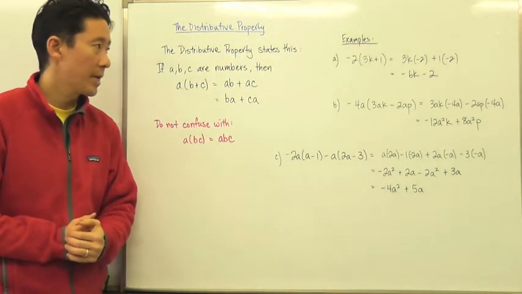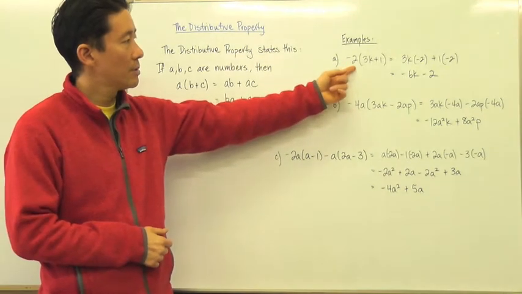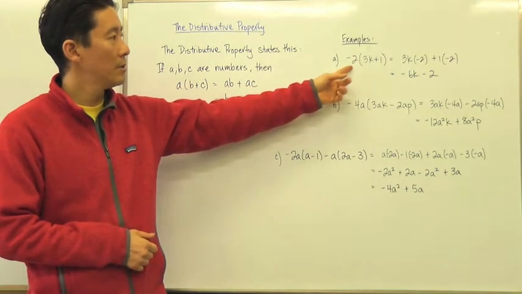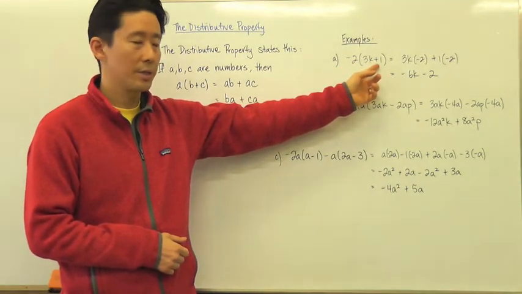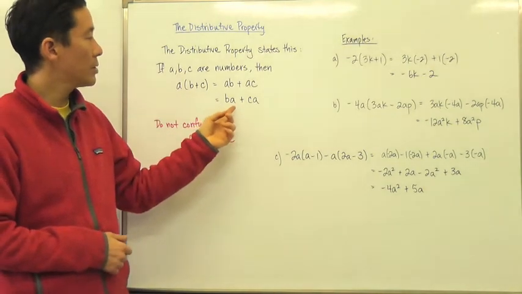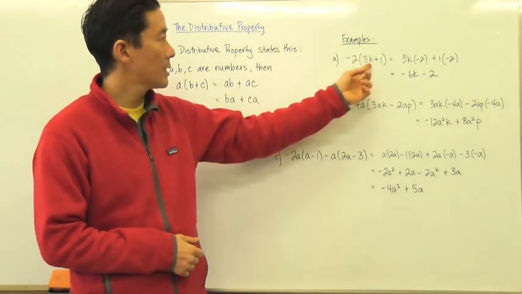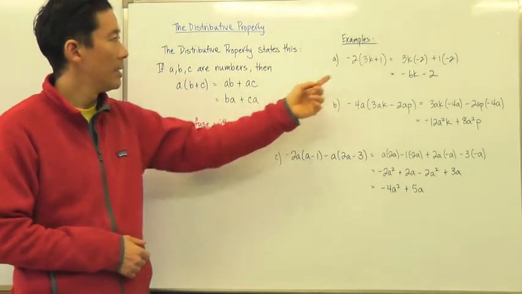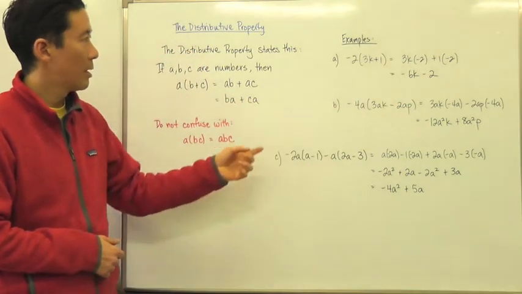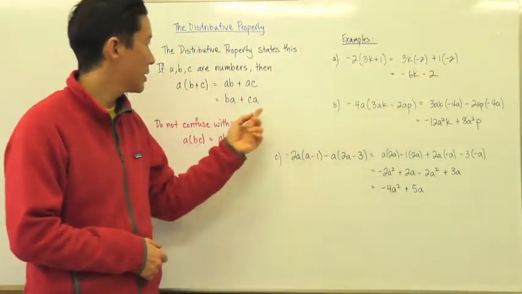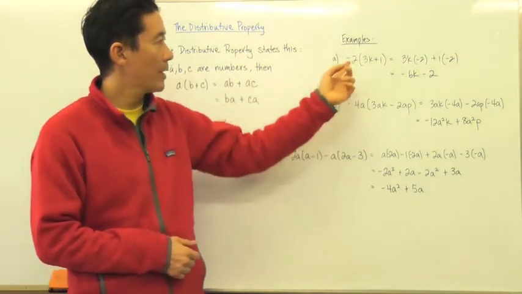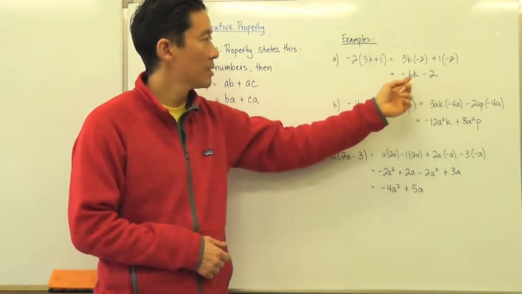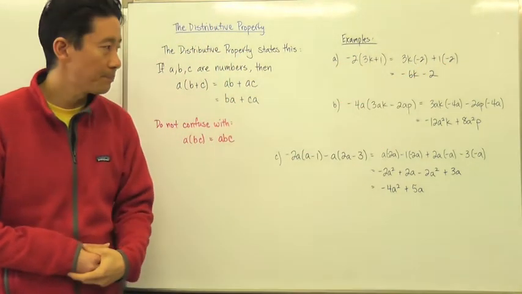Okay, let's take a look at a couple of examples here. So I have negative 2 times the quantity 3k plus 1. Notice that I'm distributing the negative 2 to both the 3k and the plus 1 term. And so basically I'm going to be using this form right here. The b in this case is the 3k. The a, of course, which is what's being distributed, is the negative 2. And so I got the 3k times negative 2 plus the 1, which in this case is the c, times the number that I'm distributing, which is negative 2. So I come up with negative 6k minus 2.